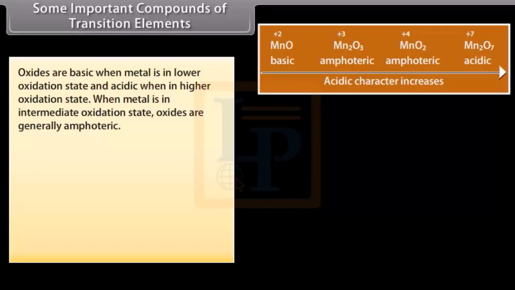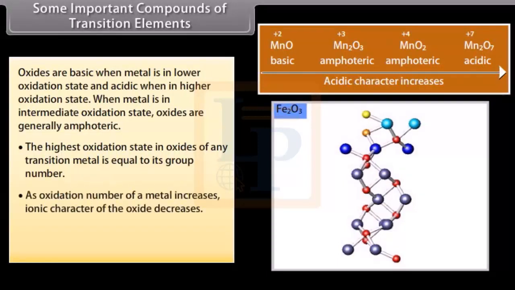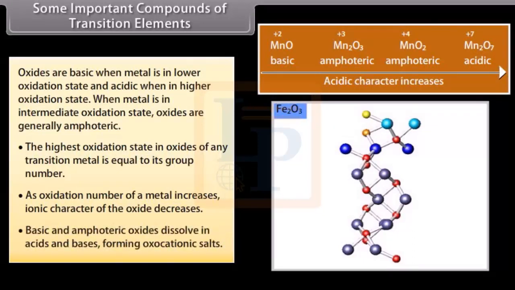Oxides are basic when metal is in lower oxidation state and acidic when in higher oxidation state. When metal is in intermediate oxidation state, oxides are generally amphoteric. The highest oxidation state in oxides of any transition metal is equal to its group number. As oxidation number of a metal increases, ionic character of the oxide decreases. Basic and amphoteric oxides dissolve in acids and bases, forming oxocationic salts.